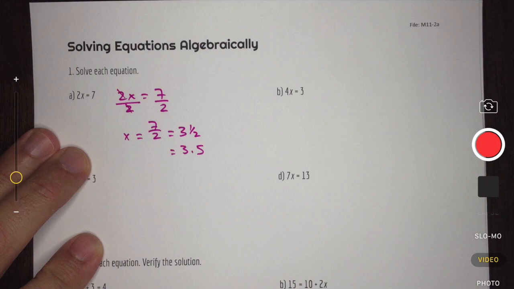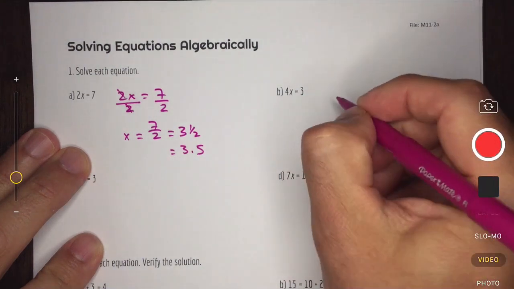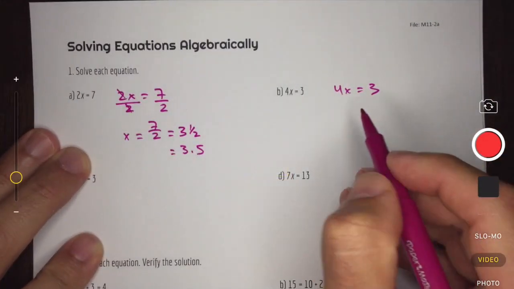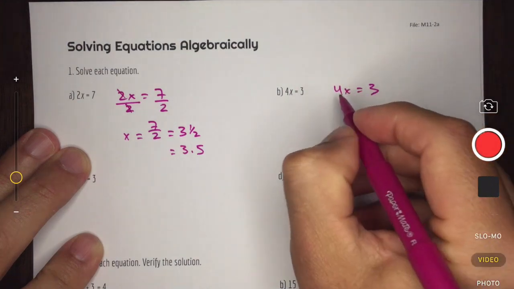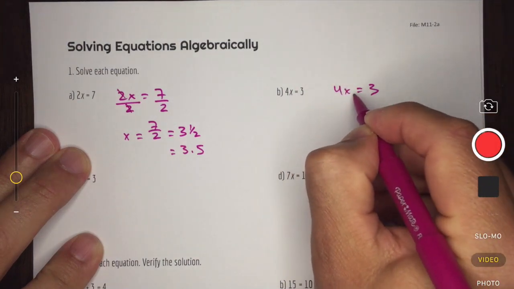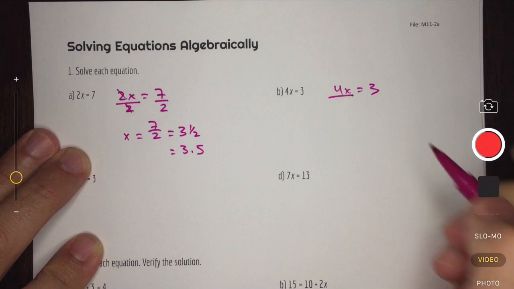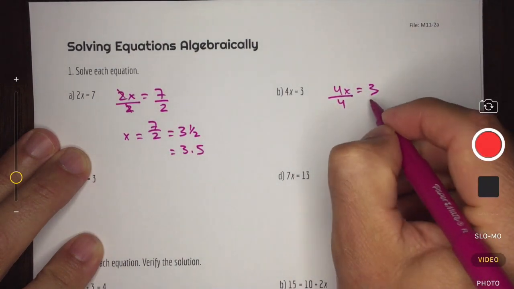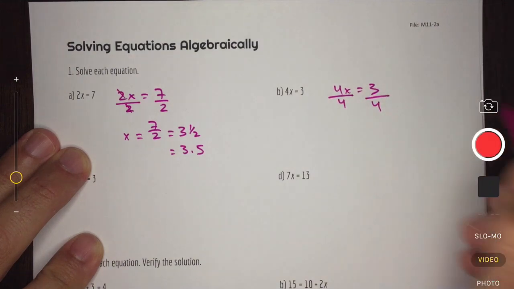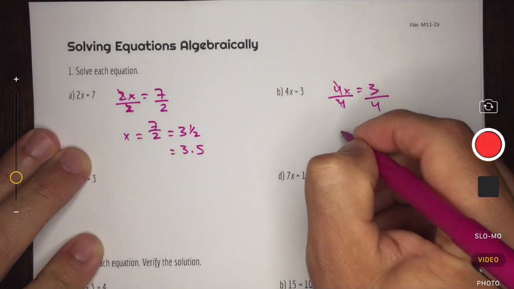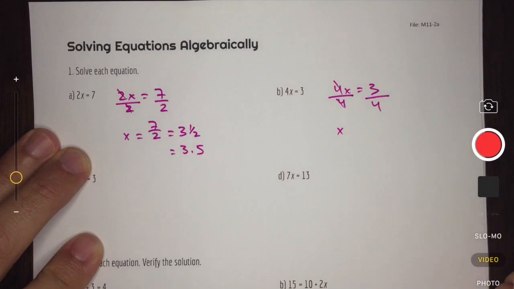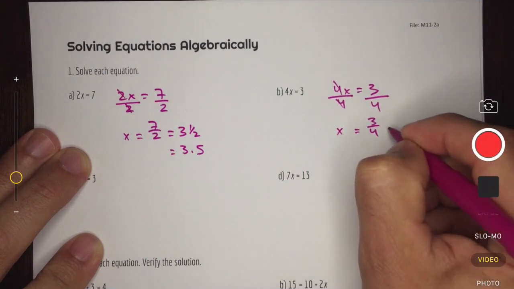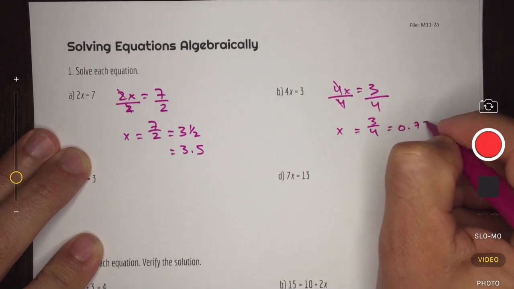Let's take a look at question B really quickly together. Same thing. 4x equals 3. I have to think to myself, what do I have to do in order to get x all by itself? In this particular case, because something is multiplying by x, I have to divide by that number. So I'm going to divide by 4. And whatever I do on the left-hand side, I have to also do on the right-hand side. So I have to divide by 4 over there. The 4's are going to cancel out when I divide. So 4x divided by 4 is just going to leave me with x. And 3 over 4 is going to leave me with 3/4. Or if you're using a calculator, you might come up with 0.75.